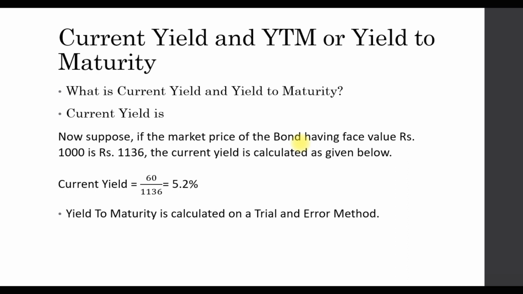which is 60 rupees, because the bond is priced at a 6% rate of interest. So it is 60 rupees divided by the market price you paid for it, which is 1136, and it is found to be 5.2%. So suppose the market price of a bond having face value 1000 rupees is 1136. Current yield is calculated as the coupon of the first year, which is 60 rupees, divided by 1136, which is 5.2%.